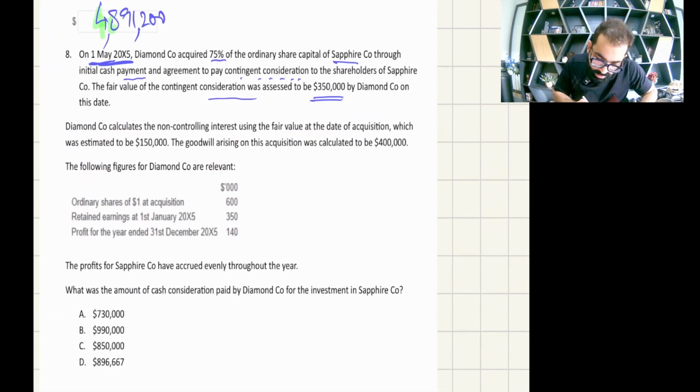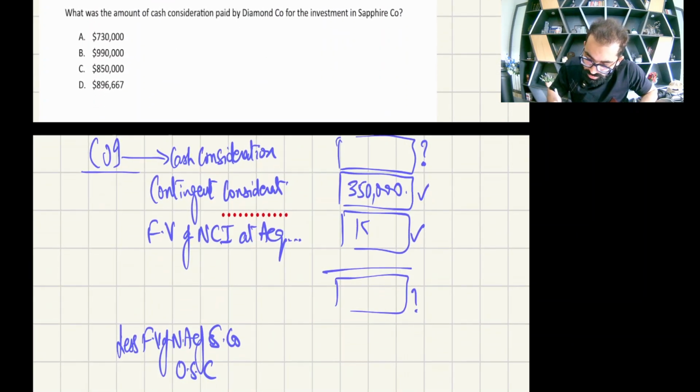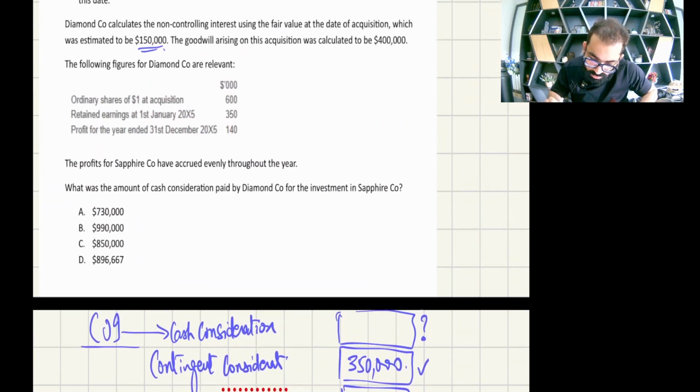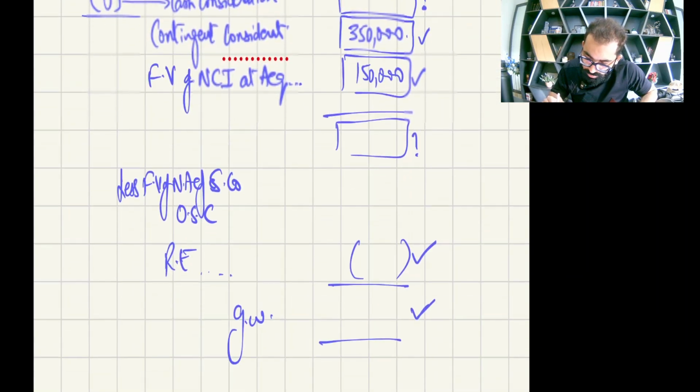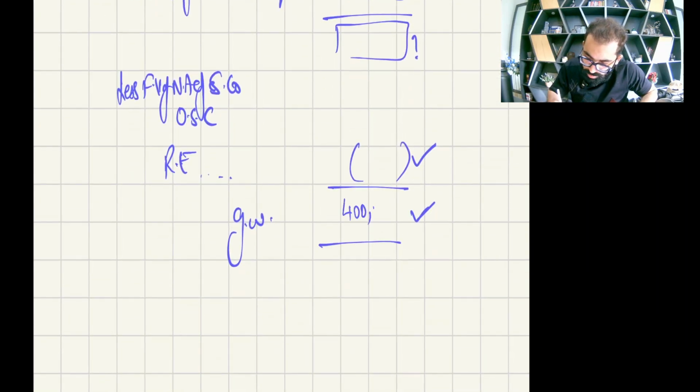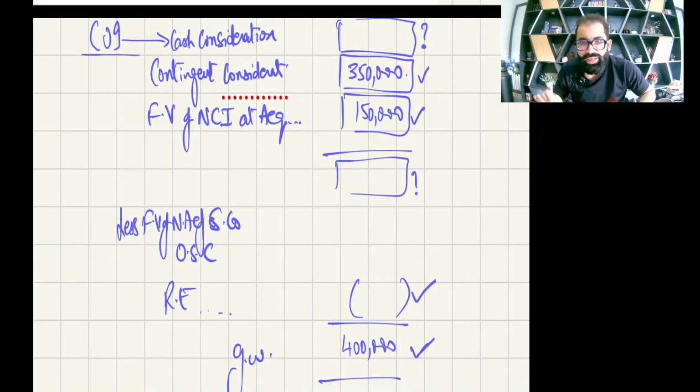Then Diamond calculates the fair value of NCI at acquisition was 150. Excellent. This is also given. And then the goodwill has also been calculated, 400. Final goodwill is 400,000. Let me put the numbers.